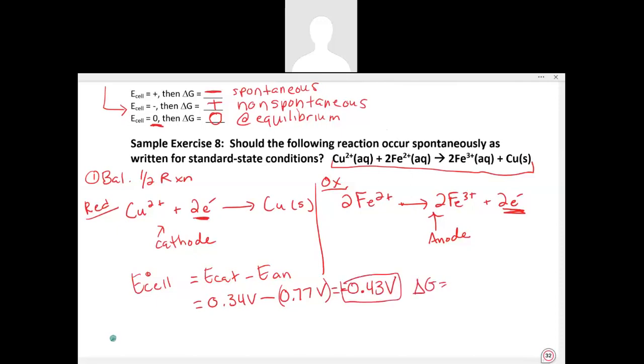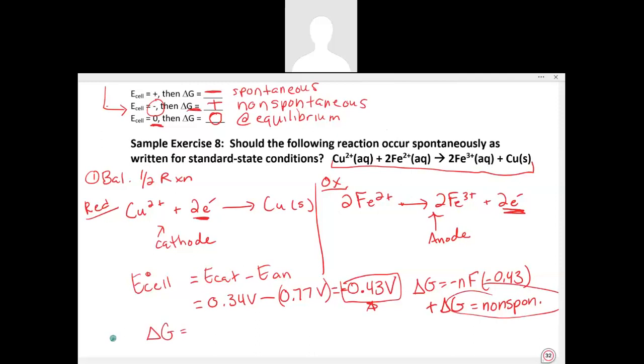We would know that if we plug that into a delta G equation, with a negative nF times this negative 0.43, we're going to get a positive delta G. So we know that this is a non-spontaneous reaction in the way that it's written in the equation. Our cell potential is a negative value, so we expect that to show. Say we wanted to solve numerically for delta G. We're not asked here to do that. All we're asked is to determine this cell potential, and then really we're only asked to make the determination if it's spontaneous or not. So we've done that.